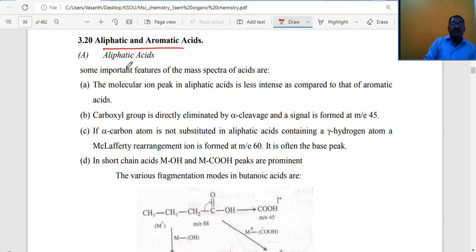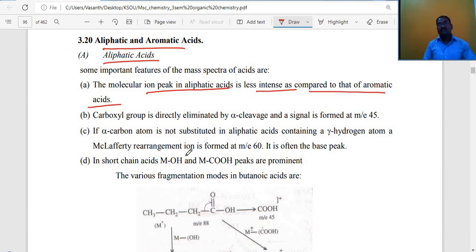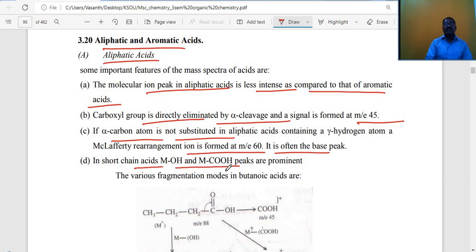Now aliphatic and aromatic acids. Some important features of the mass spectra of aliphatic acids: the molecular ion peak in aliphatic acids is less intense as compared to aromatic acids. The OH group is directly eliminated by alpha cleavage and a signal is formed at 45. When the alpha carbon is not substituted in aliphatic acids containing an alpha hydrogen atom, a McLafferty rearrangement ion is formed at M by E 60. It is often a base peak. In short chain acids, M minus OH and M minus COOH peaks are prominent.